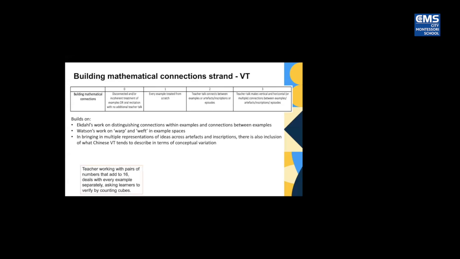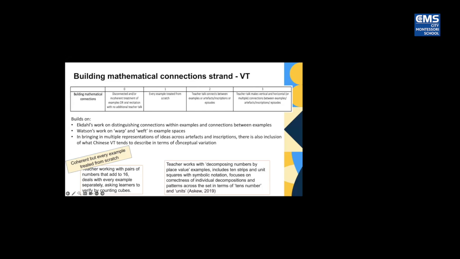Some examples of that were the example I talked about before, teachers working with pairs of numbers that add to 16 and dealing with every example separately. That would have been coded as coherent, but with every example treated from scratch. So it would have been a level 1 code here.